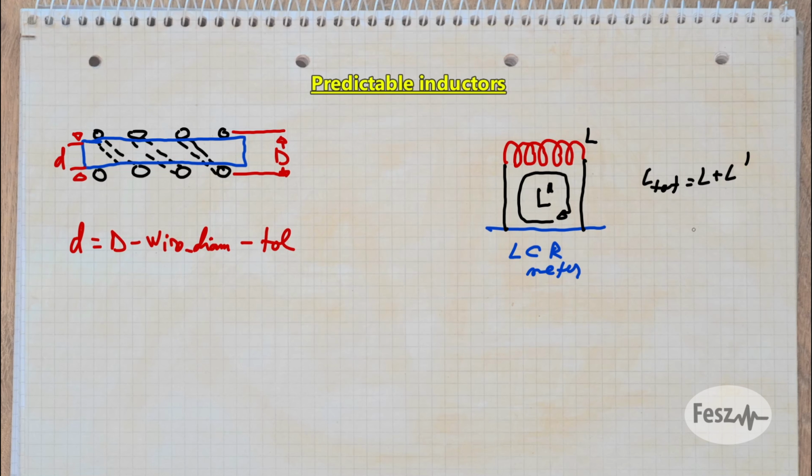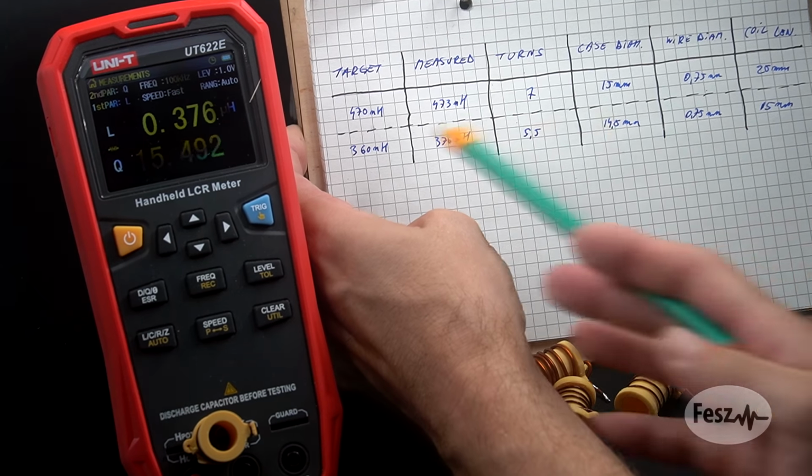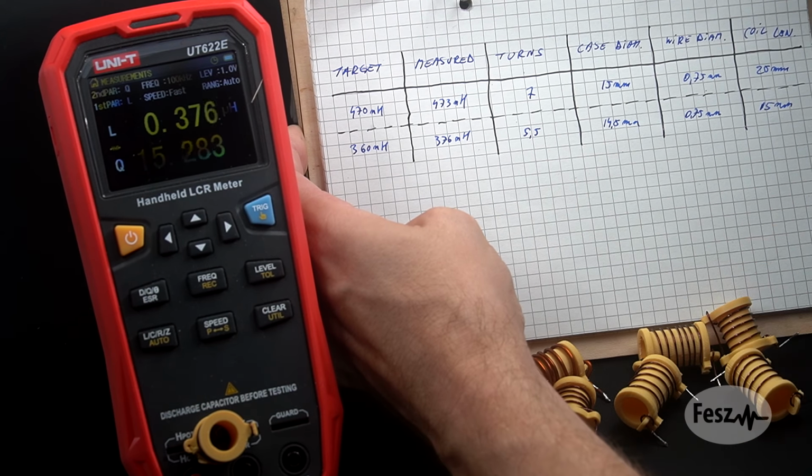Anyway, after countless prototypes, I was able to fine-tune the dimensions and turns count to get the proper values I needed. So these are the dimensions I used for the final build.